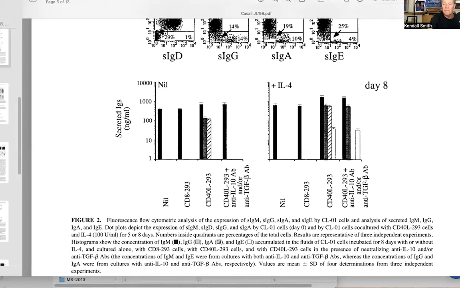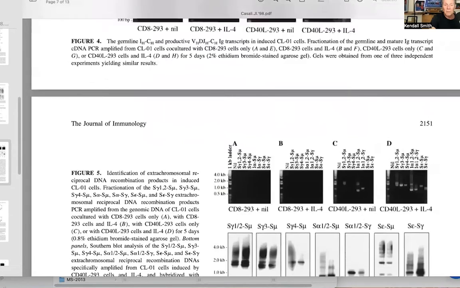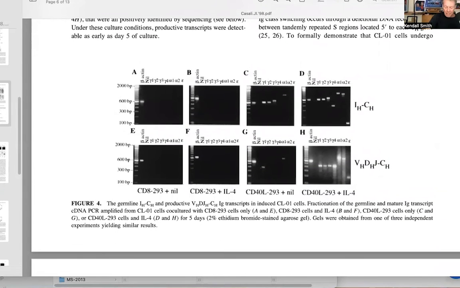Then moving on, if you go on to figure 4 is where I want to go next. And this is figure 4. That's figure 5. Here's figure 4. The germline and VDJ immunoglobulin recombined transcripts induced by clone 1 cells.